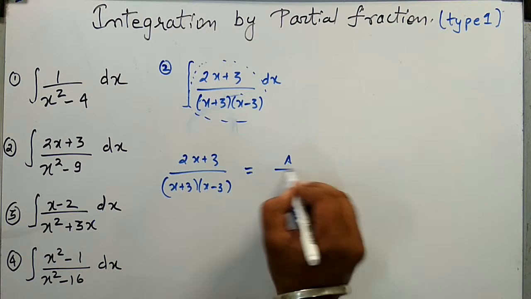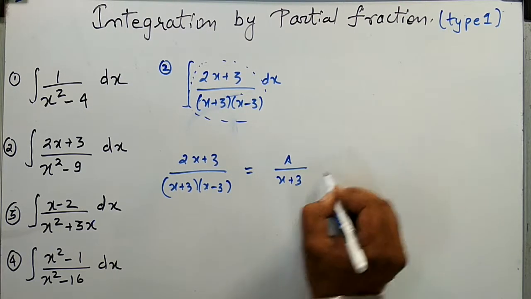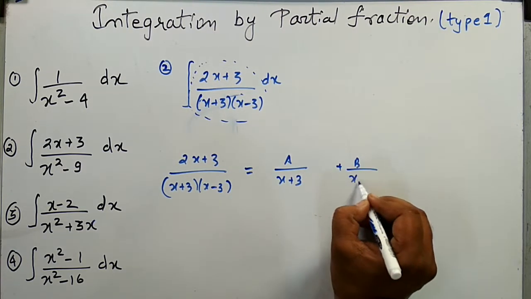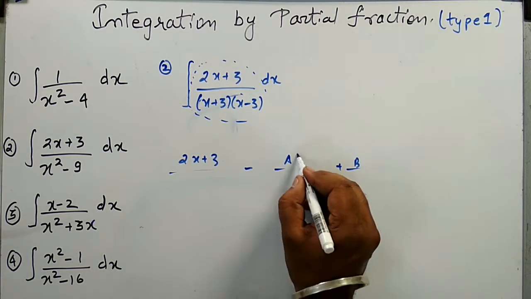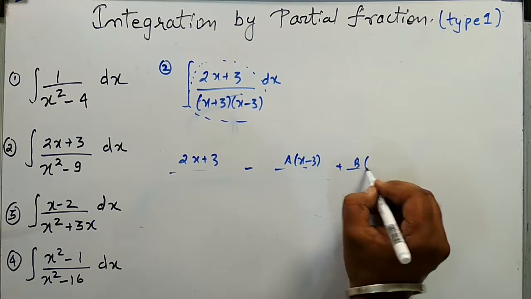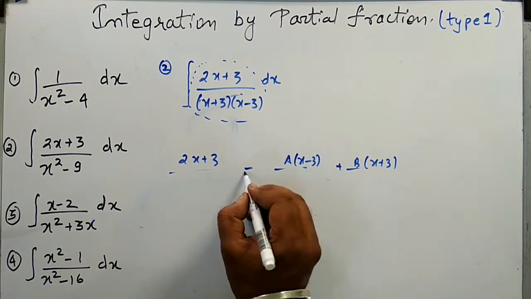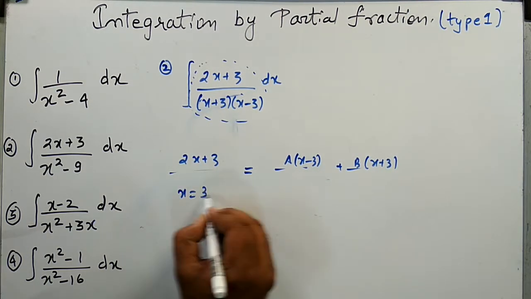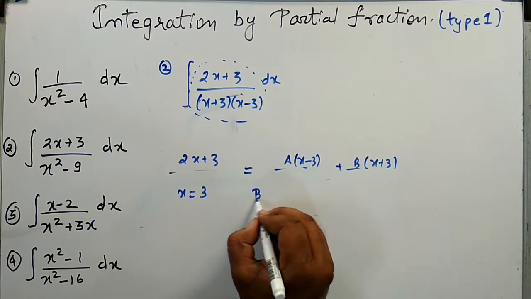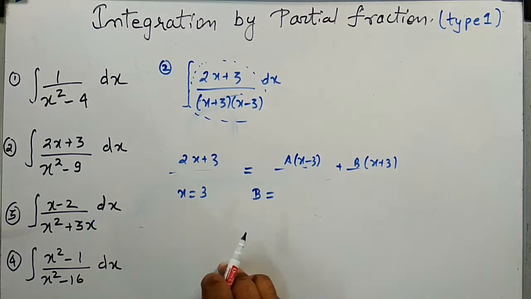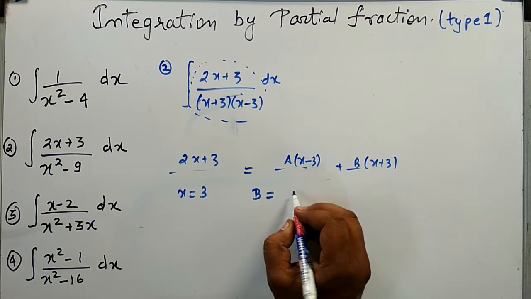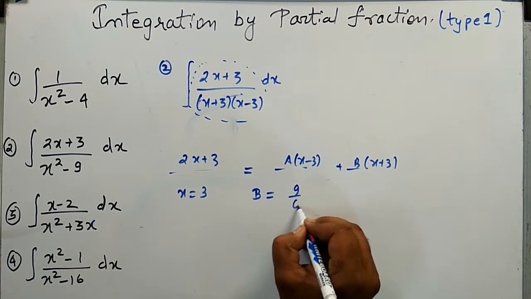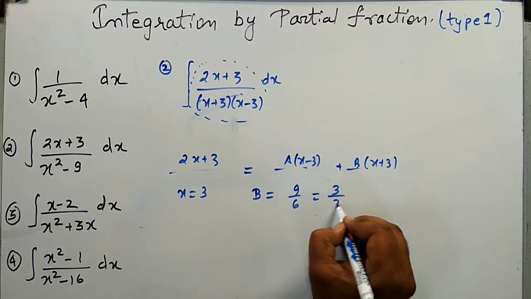The partial fraction form of this would be a by x plus 3 plus b by x minus 3. If we take the LCM, we have a into x minus 3 plus b into x plus 3. If you put x equals 3, you can get the value of b. b would be equal to 9 by 6. So the value of b would be 3 by 2.